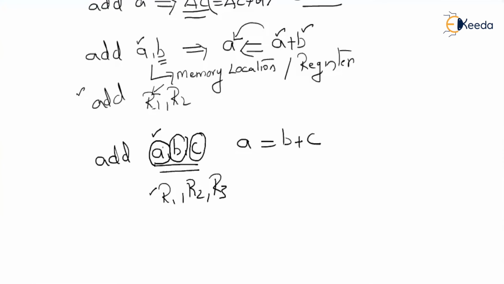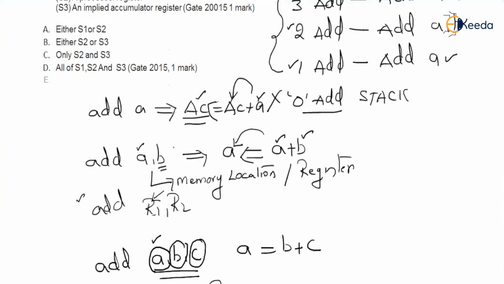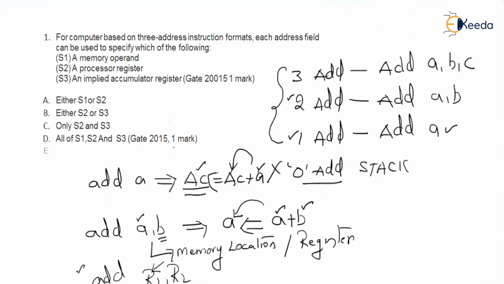But accumulator cannot be implied for 2 address and 3 address instructions. Accumulator is an implicit operand for only 1 address instruction. So here the answer is, in the 3 address instructions, each address field can contain, of course, a memory operand and also a processor's register. And it cannot be an implicit accumulator register.